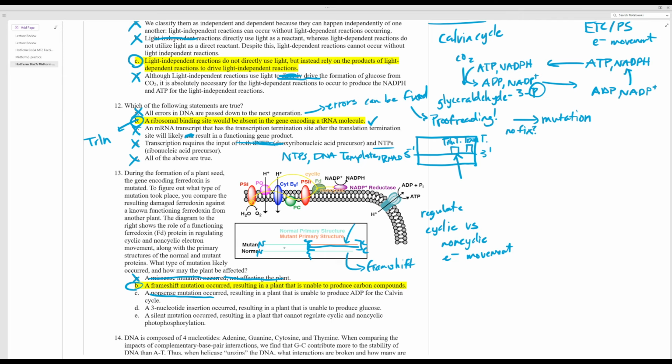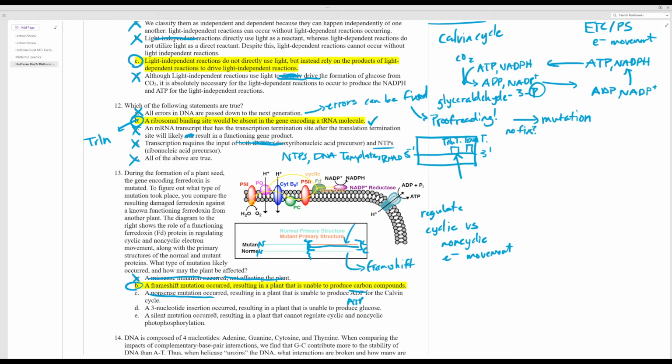Anyways, the mutant primary structure is longer. It's not shorter, so it couldn't be a nonsense mutation. But even then, resulting in a plant that is unable to produce ADP for the Calvin cycle, does the light-dependent reactions produce ADP for the Calvin cycle? Nope, it produces ATP.